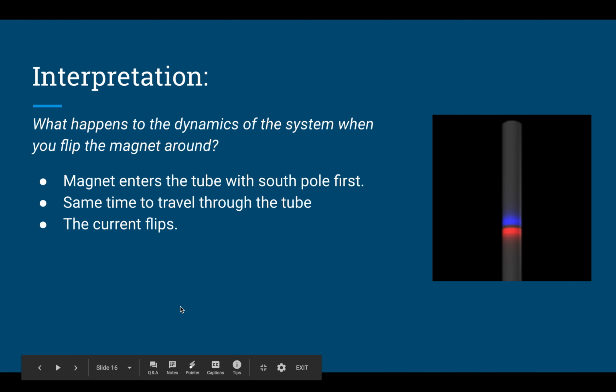And if the magnet was turned so the south pole enters the tube first, it would take the same amount of time for the magnet to fall through the tube, but the induced current flips. So above the magnet, it has a counterclockwise current, and below the magnet, there's a clockwise current.